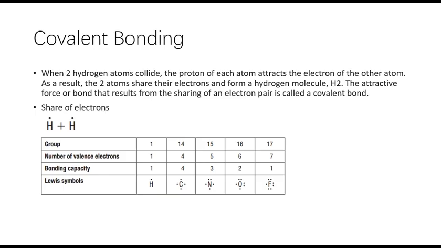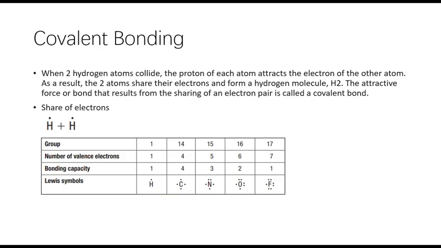And this unpaired electron is called a bonding electron, and it is available to form a covalent bond with another atom. The number of bonding electrons in an atom can affect the number of bonds it can form, and this number is known as the bonding capacity. From this table here, notice that hydrogen is stable with only 2 valence electrons, not 8, like most other elements.